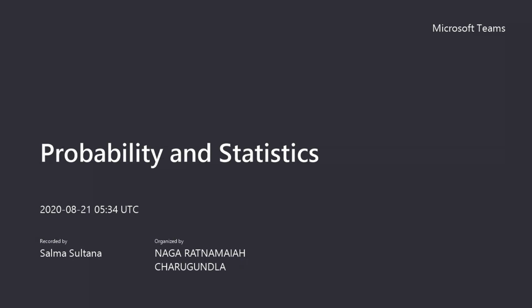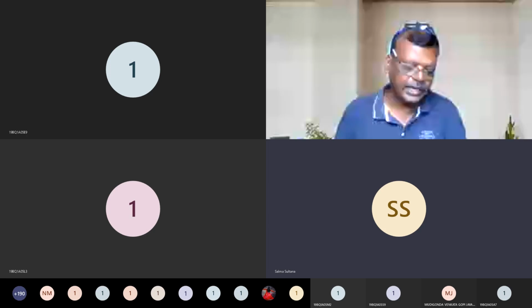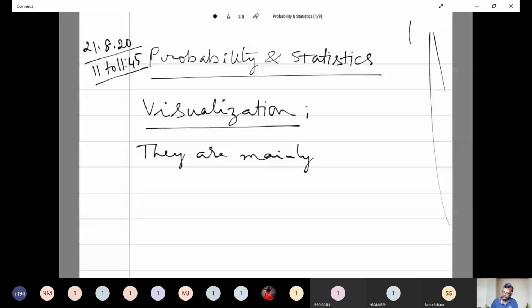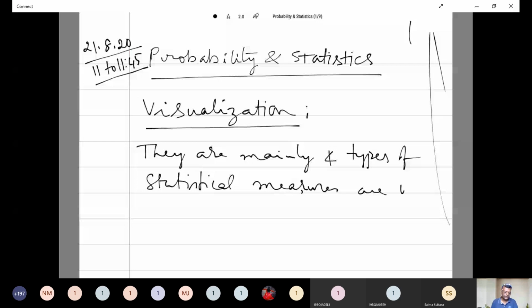Mainly, four types of statistical measures are used to describe data.